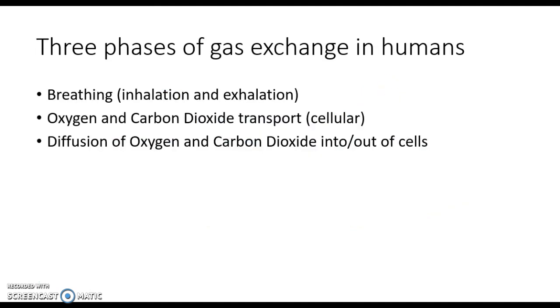So there are phases of gas exchange. There's breathing, the actual inhaling and exhaling of air. Then there's the cellular level. Oxygen and carbon dioxide actually need to pass from our respiratory structures into our bloodstream, so it needs to cross over that surface. And then the oxygen and carbon dioxide actually has to get in and out of the cells that need it.